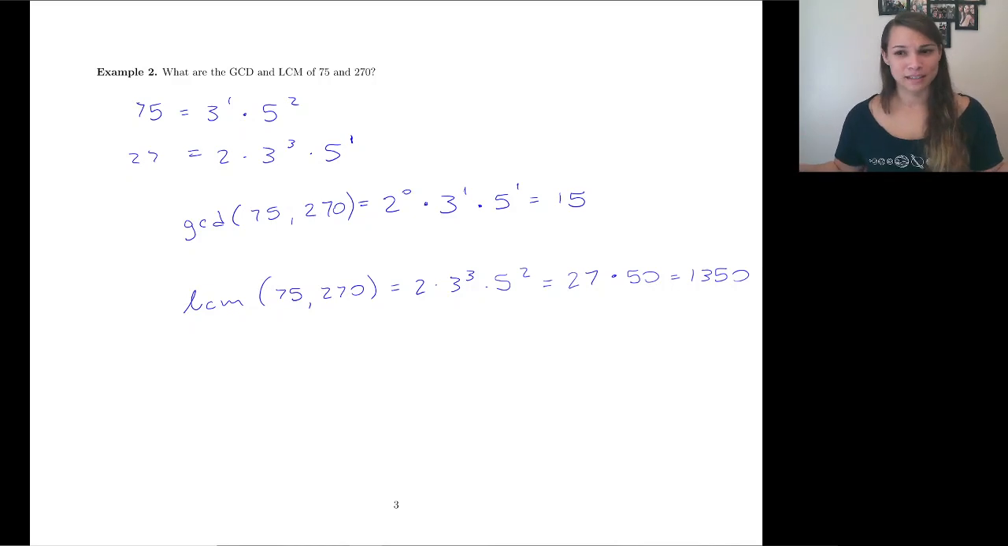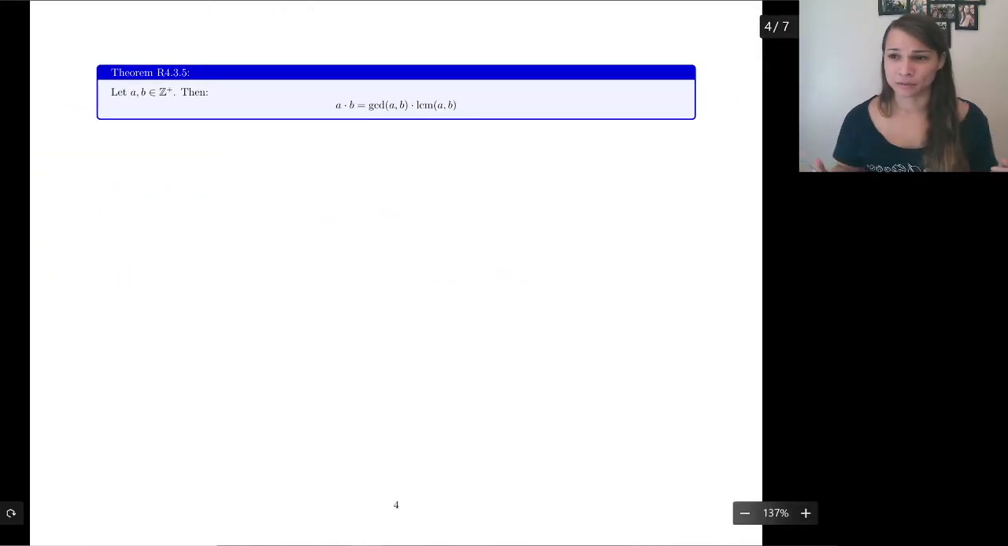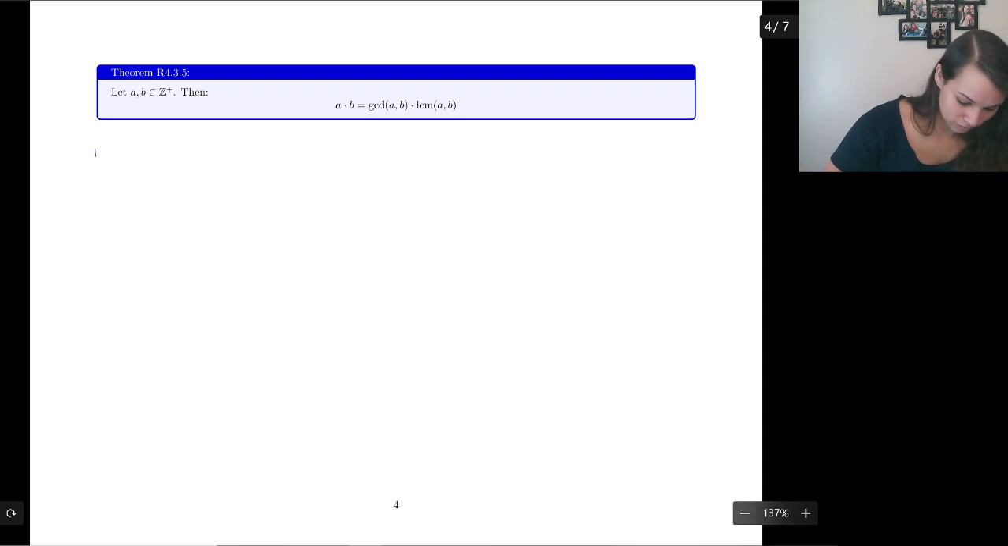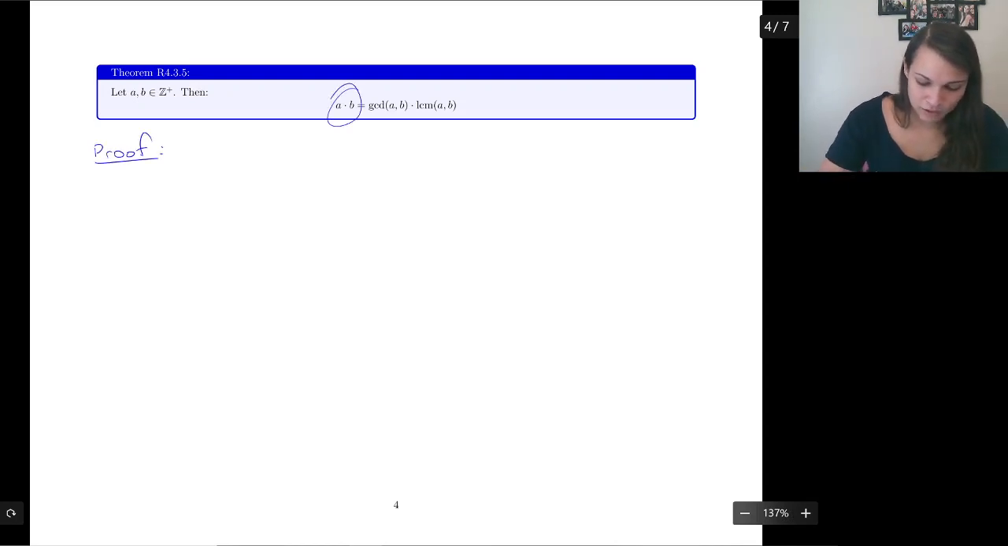But that being said, after hating on LCM, he did do one really cool thing. We get this really cool theorem that I like. So I'm going to go ahead and I'm going to prove it. If you multiply A and B together, then it is going to be equal to the GCD times the LCM.